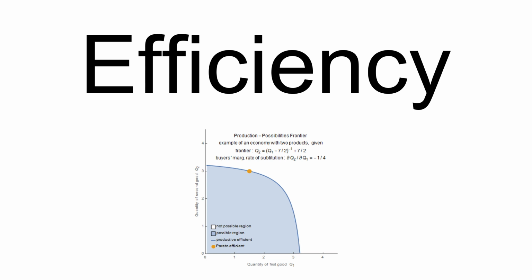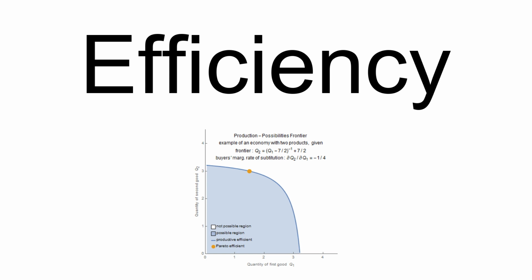Any point that lies either on the production possibilities curve or to the left of it is said to be an attainable point. It can be produced with currently available resources. Points that lie to the right of the production possibilities curve are said to be unattainable because they cannot be produced using currently available resources.